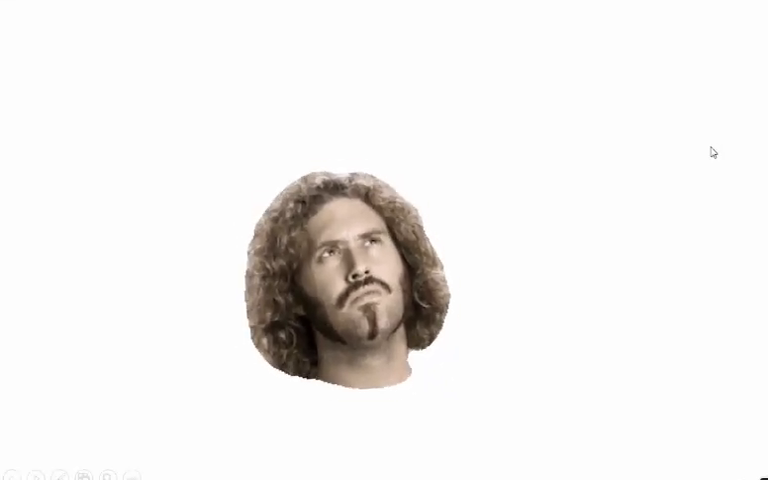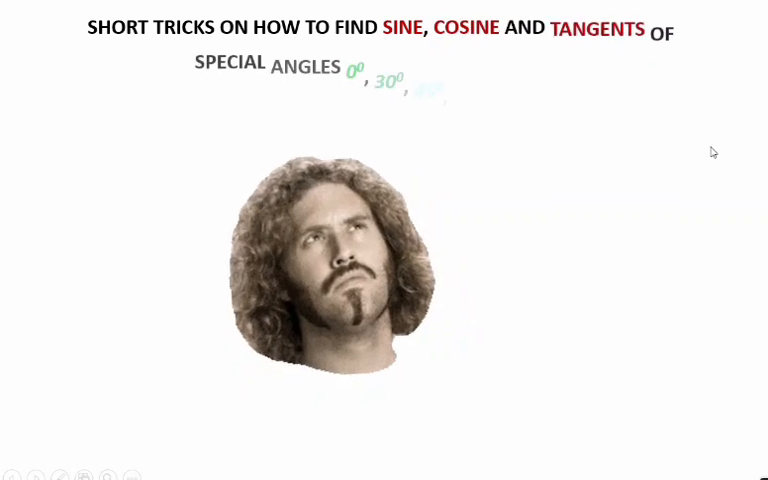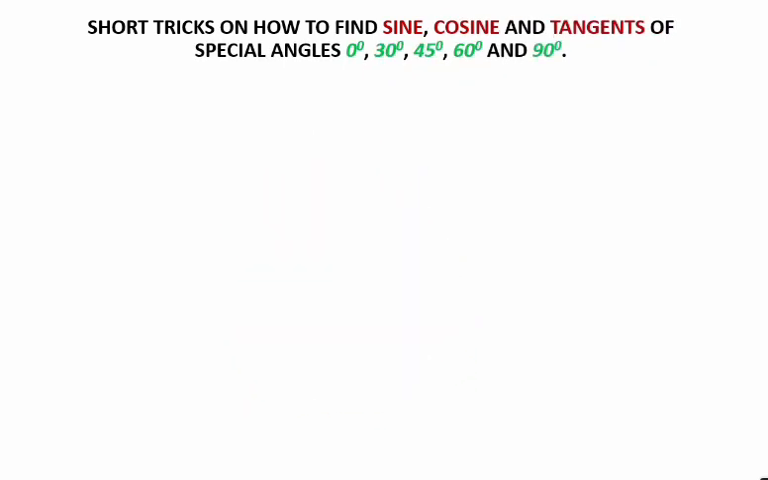A simple trick on how to find trigonometry ratios for special angles: 0 degrees, 30 degrees, 45 degrees, 60 degrees, and 90 degrees. Okay, follow me as I take you through the steps. First of all, we're going to draw 5 bars. So have 1, 2, 3, 4, and 5.